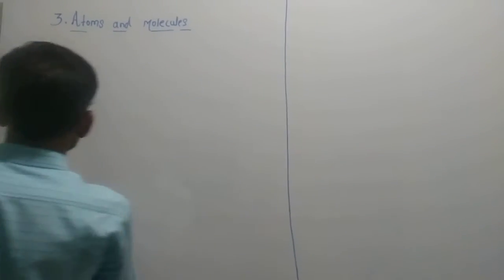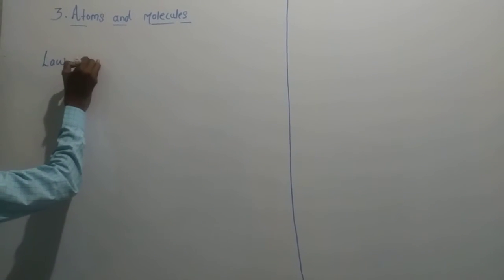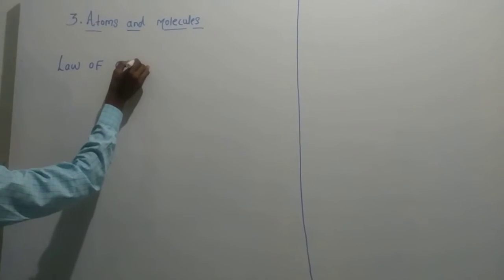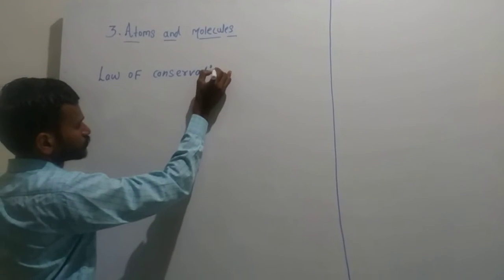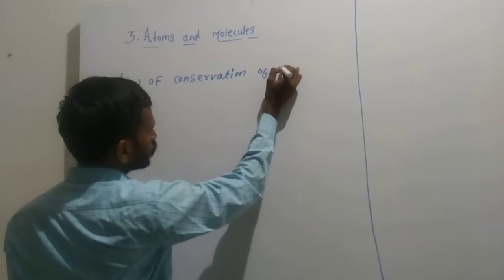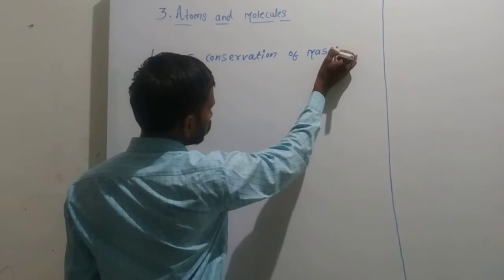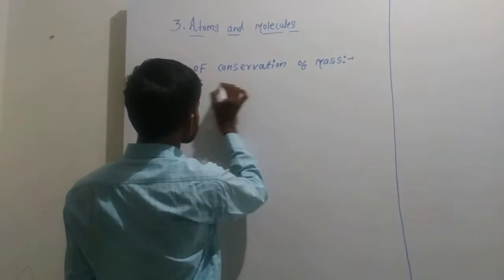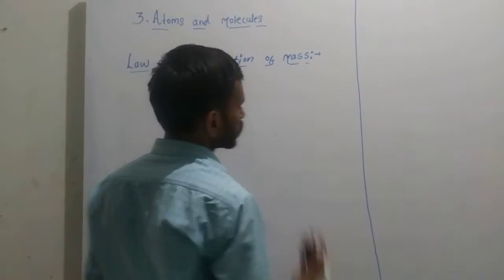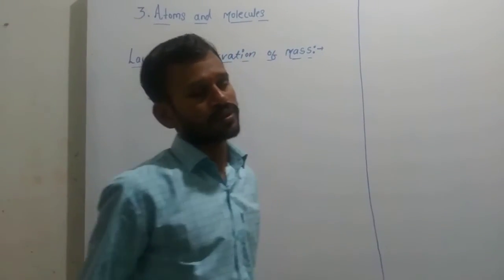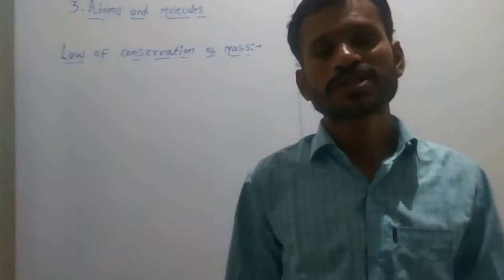It is the law of conservation of mass. This law of conservation of mass was first explained by the scientist Lavoisier. He gave the statement of the law of conservation of mass.